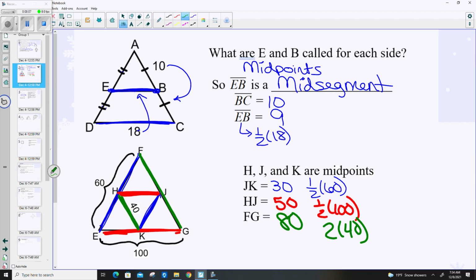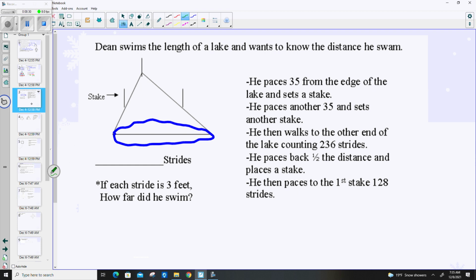Questions? Okay, so the main goal there is to figure out which one it's parallel to. And then if you're looking at the big one, you take half. If you've got the small one, you double. Mid segment gets doubled. Side of the triangle gets halved. We good? Okay.